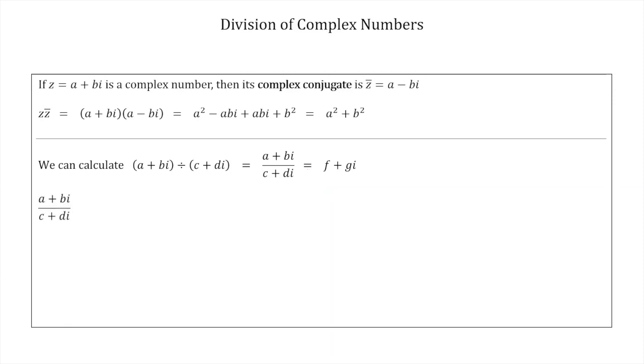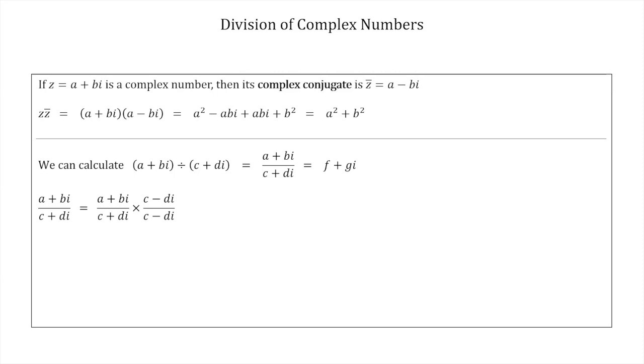So we take a plus bi over c plus di, and what we do is we multiply. So we say that this equals a plus bi over c plus di times c minus di over c minus di. So this is the most important step. Once you remember to do this, as long as you can then work everything out, you can get the answer.